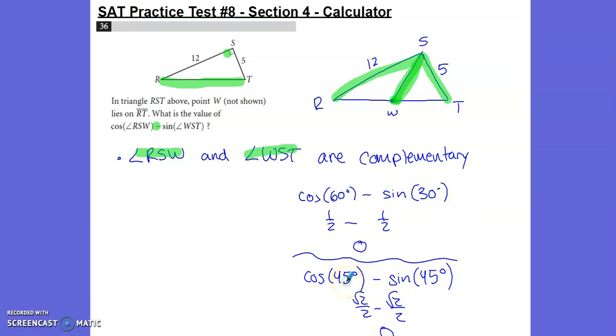I can do it with any set of complementary angles. If I take cosine of 45 minus sine of 45, cosine of 45 and sine of 45 have the same value. Therefore, when I subtract those values, I get the answer of 0. So the value that you're going to get for cosine of one of the complementary angles minus sine of the angle that it's complementary with is 0.